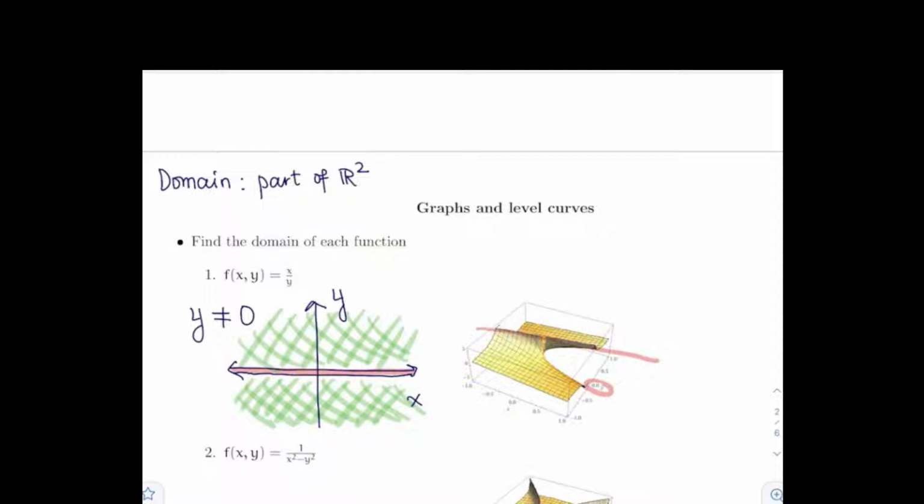So the portion of the domain for this function includes all points except those on the x-axis. All right, let's see. If you wanted to check this, you would go to Wolfram Alpha, type into the box plot 3D, and just like that, you can say z is equal to x over y, and it will spit out the answer for you, so you will see that sketch right there. Okay, so that's our first example.